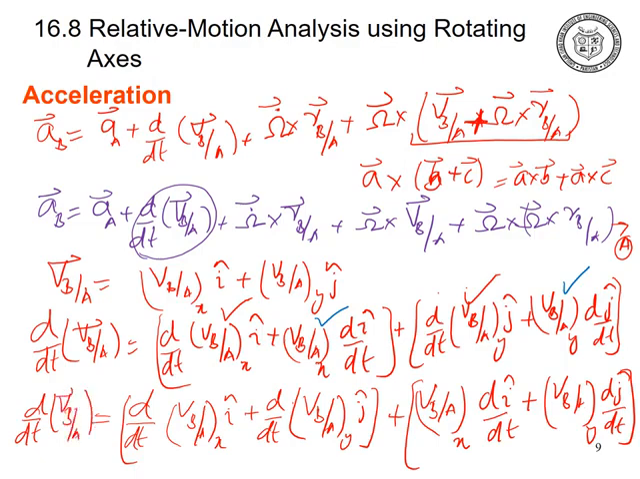So in this equation we have to find the time derivative of unit vector i and the time derivative of the unit vector j. As we derived previously, the time derivatives of the unit vectors were equal to omega cross i and omega cross j. So by substituting those values we can find the time derivative of vb with respect to A.